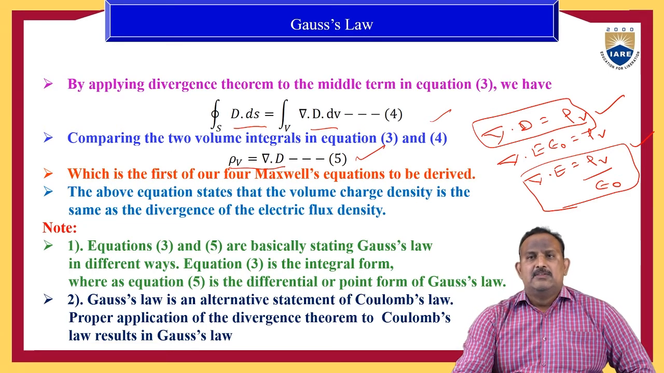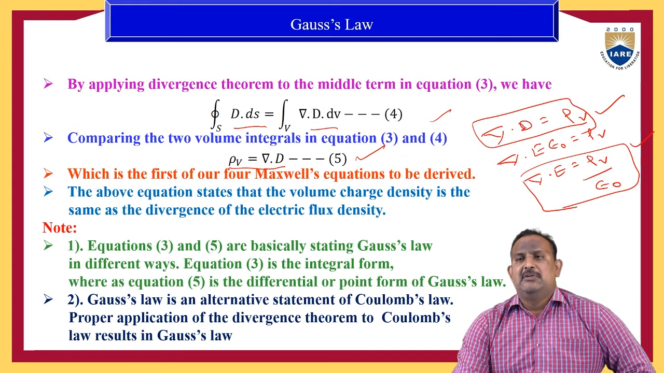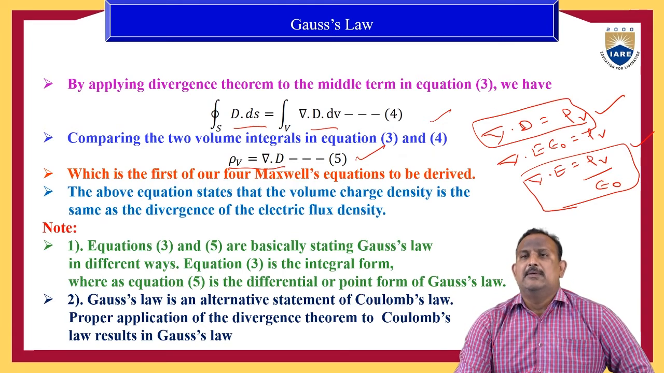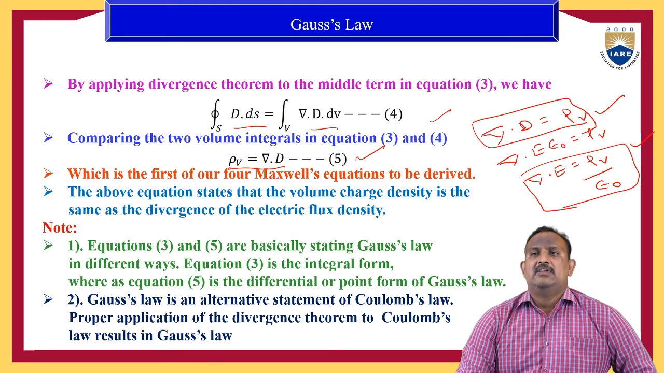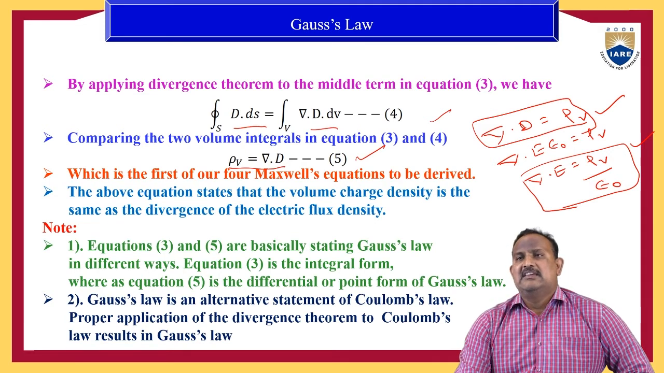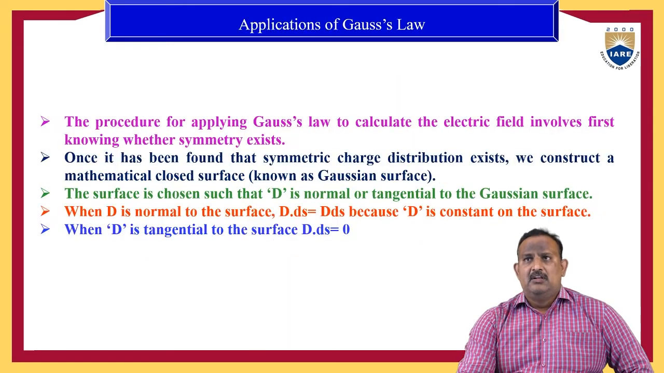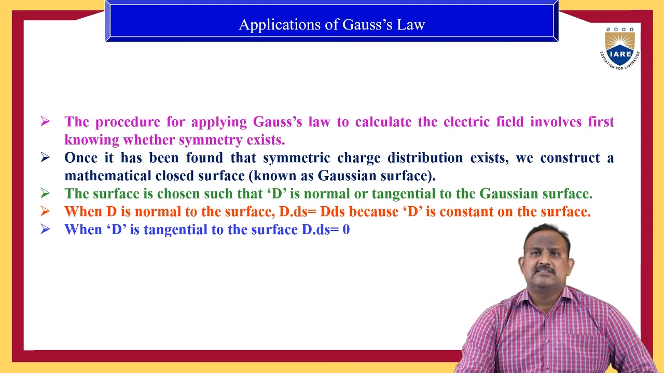Next, the second point. We can observe that Gauss law is an alternative statement of Coulomb's law. Proper application of the divergence theorem to Coulomb's law will result in Gauss law. So these are the two important points we need to observe from Gauss law. Now we'll see some applications of Gauss law.